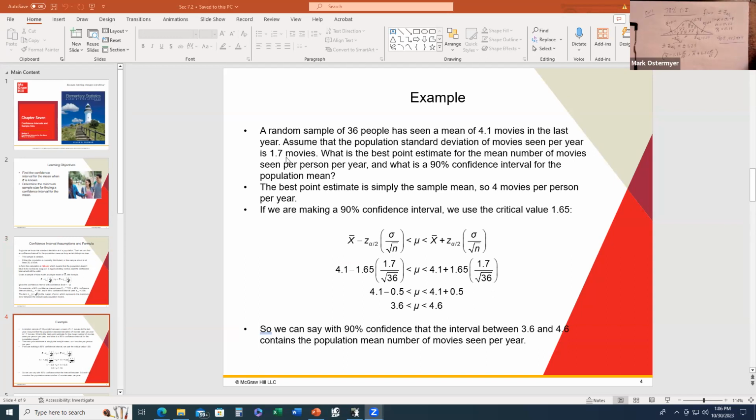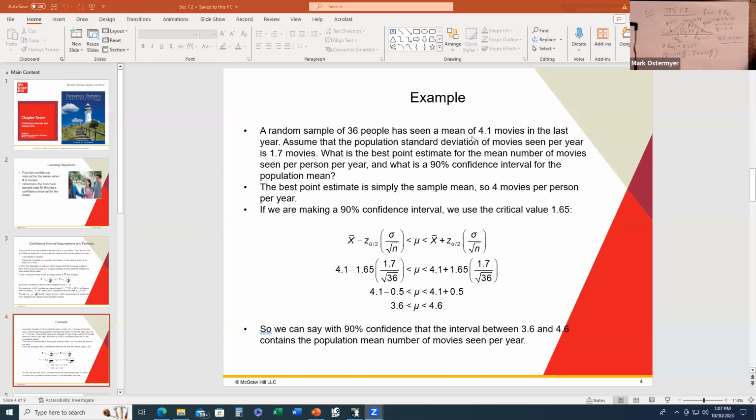All right, among these 36 people, what is the best point estimate for the mean number of movies seen per person per year by all people in the entire population? Because this 36 people just constitutes a small sample from the population, which might number in hundreds of thousands or millions. Well, the best point estimate for the mean number of movies seen by all of our millions of people in the population would be the sample mean. The sample mean would be about 4 movies per year.